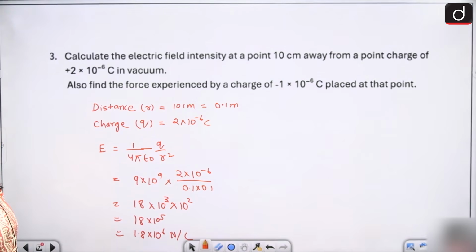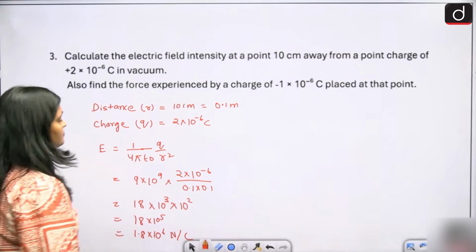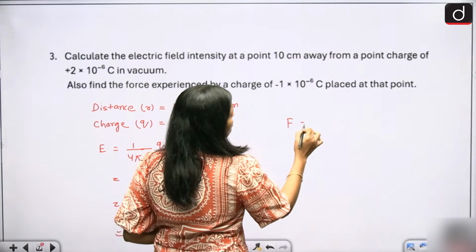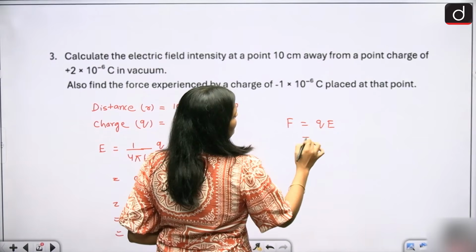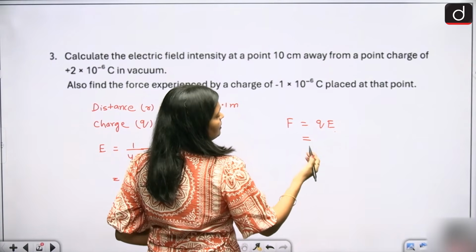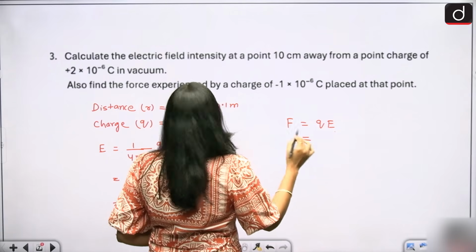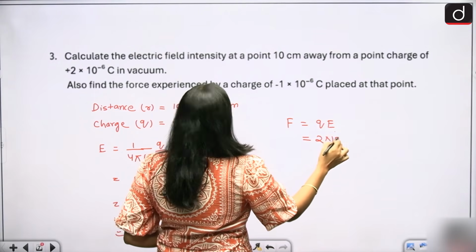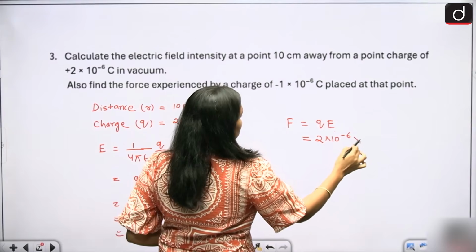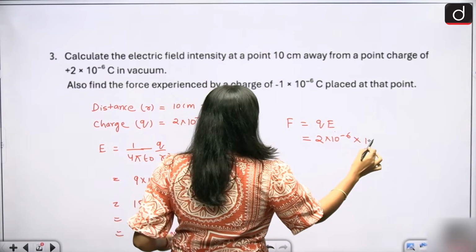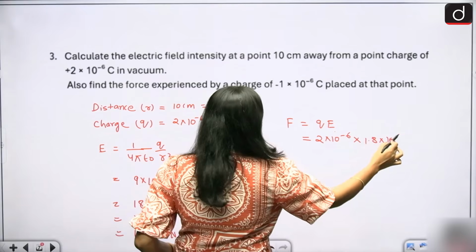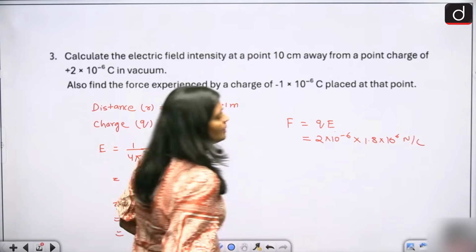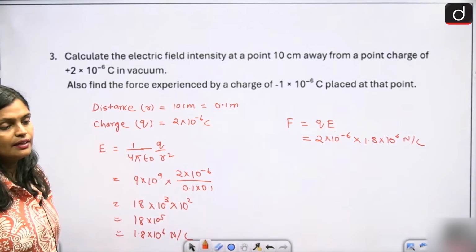Now the second is what? Also find the force experienced by the charge minus 1 into 10 to the power minus 6 Coulomb placed at that point. So again, we know that force is equal to Q into E. E just now you have calculated, and what is the Q? 2 into 10 to the power minus 6 multiply E, which is 1.8 into 10 to the power 6 Newton per Coulomb, right?